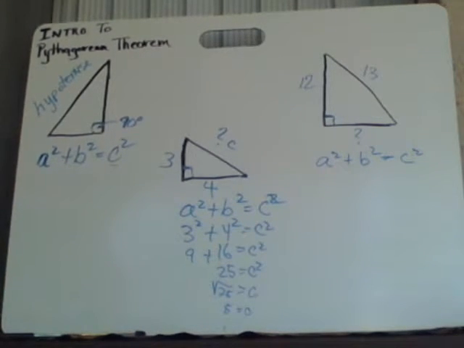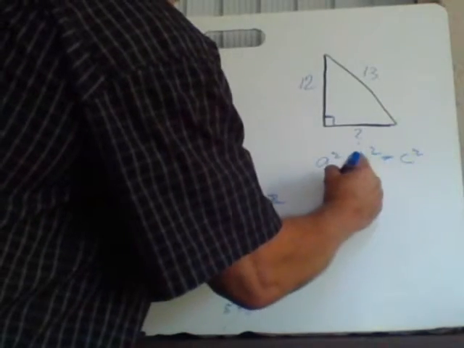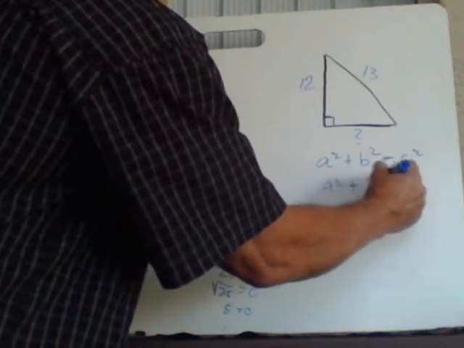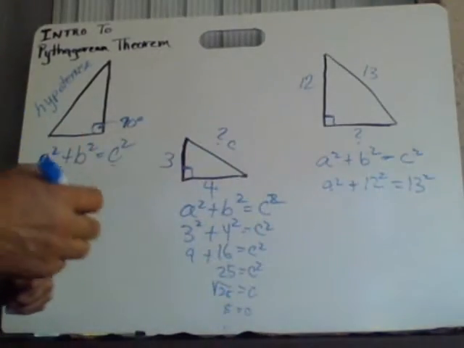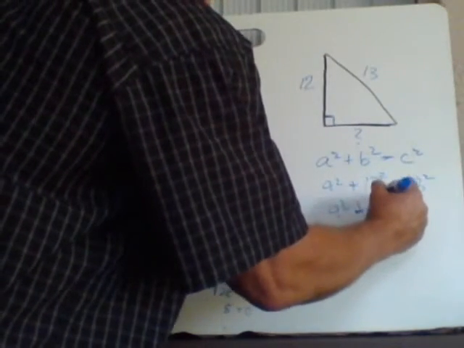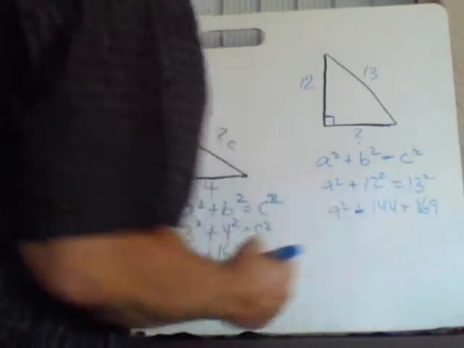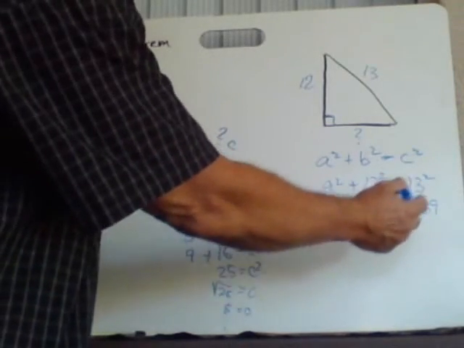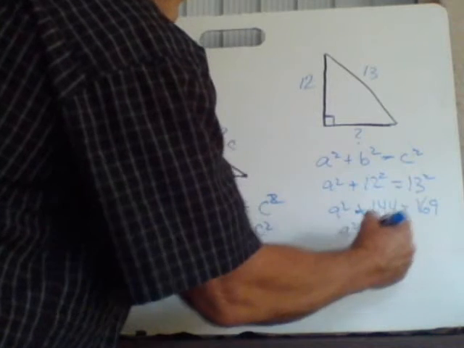An interesting thing about this: we take the longer side, so we're going to have a squared, 12 for b, the b side. 12 squared equals 13 squared, which is the hypotenuse squared. Now we square those numbers. We get 144 for 12 squared, and 169 for 13 squared. We subtract 144 from both sides. Then we get a squared is equal to 25.